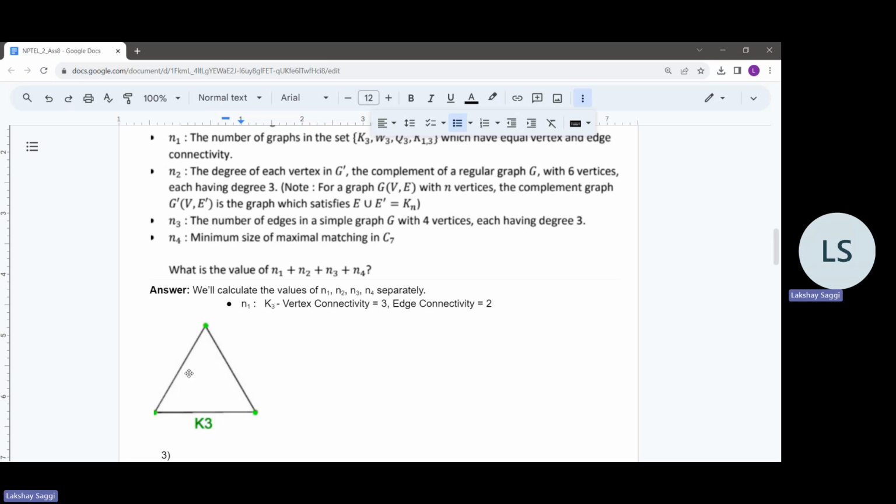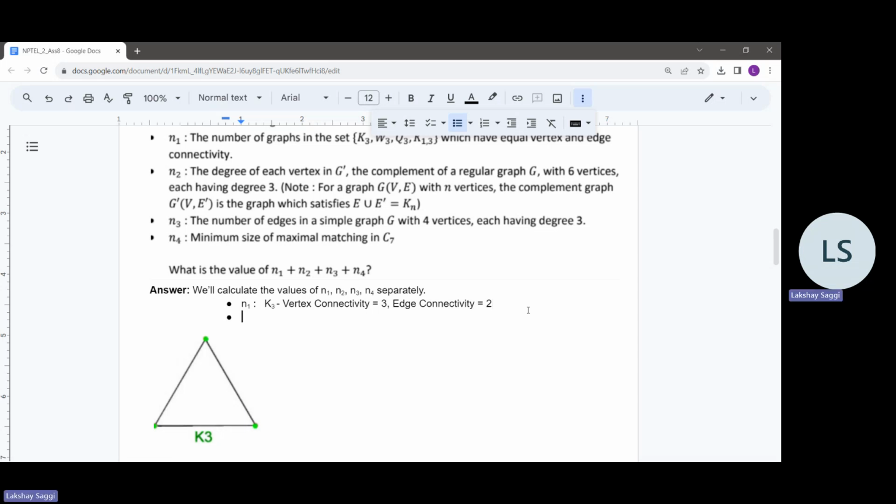because after deletion of any single edge, the graph trivially remains connected. But after deletion of these two edges, it becomes disconnected, as this vertex and this set are disconnected now. So edge connectivity is 2 here.